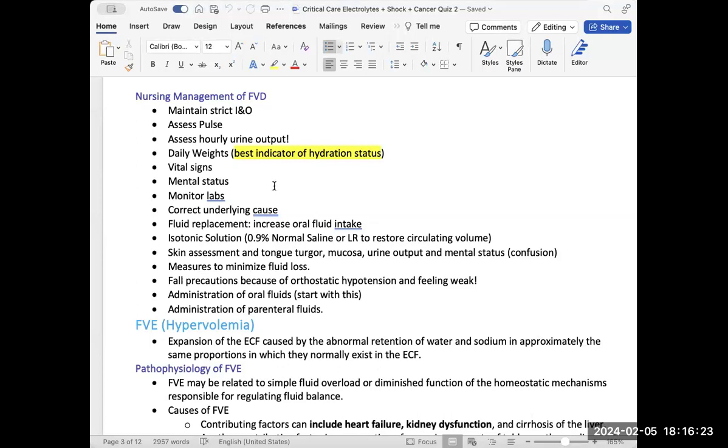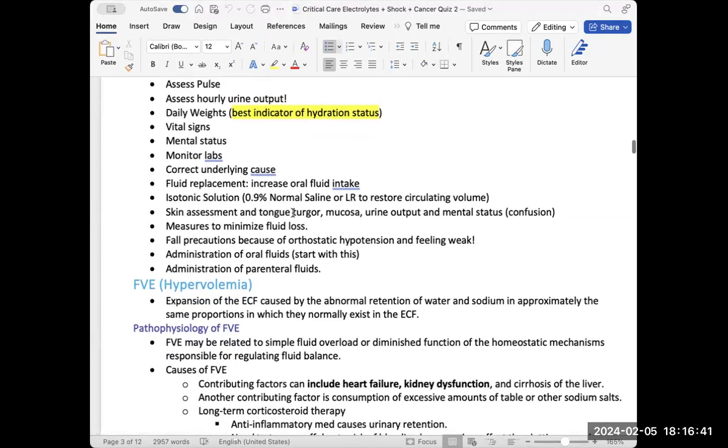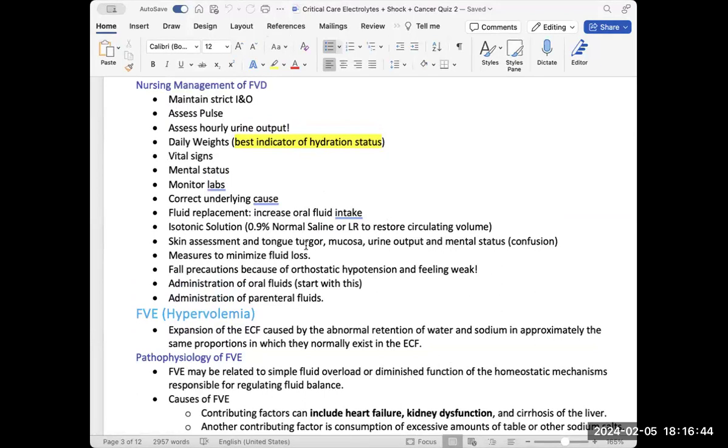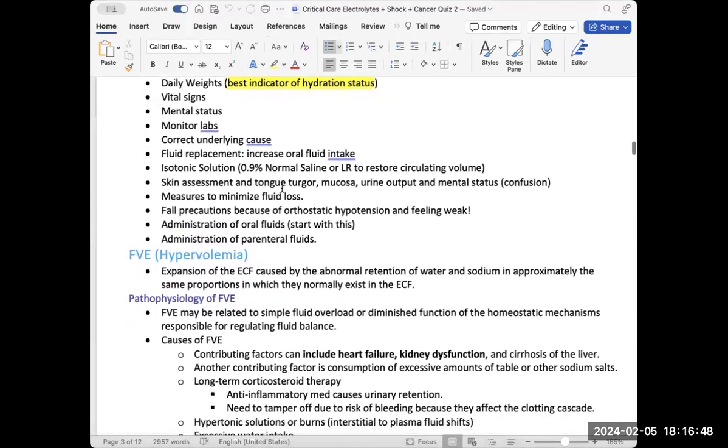And as a result, remember, we can go into hypovolemic shock. So if we don't have enough circulating fluid, that will cause our blood pressure to drop. And as a compensatory mechanism, our heart rate goes high. So that's why we look at our pulses. We look at vital signs, their mental status. Confusion can often be something that we see when we have fluid volume deficit. Labs, right, which we'll get into a little later about the lab values and all that.